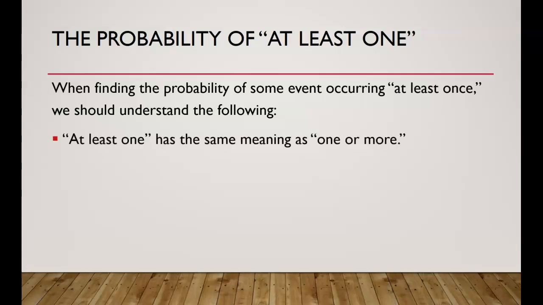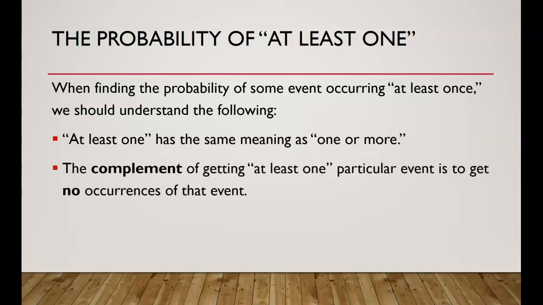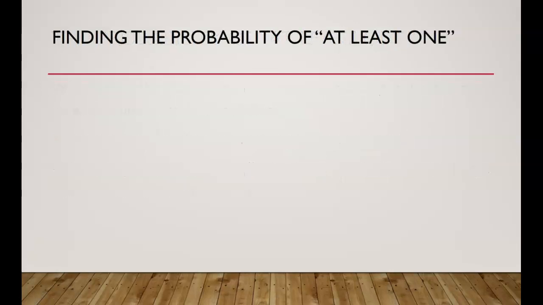At least one has the same meaning as one or more. The complement of getting at least one particular event is to get no occurrence of that event. Let's look at the steps involving finding the probability of at least one. At some point, you might want to stop the video and write down those steps in your notes for further references. Understanding the procedure can help you greatly with solving the problems involving this concept.